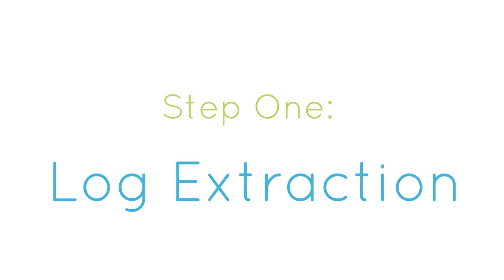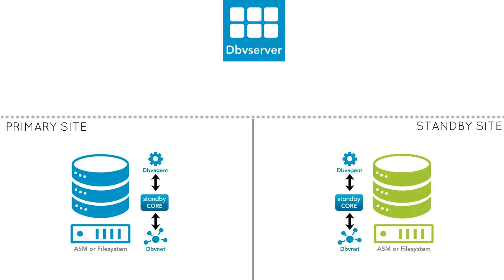Step 1. Log extraction. To perform the log extraction process, Dbvisit Standby extracts the latest archive logs from the primary database. These archive logs on the primary may be on a file system-based storage or inside Oracle ASM.